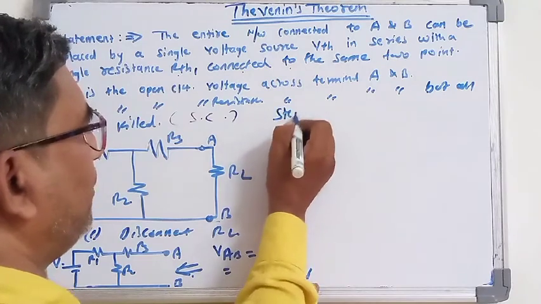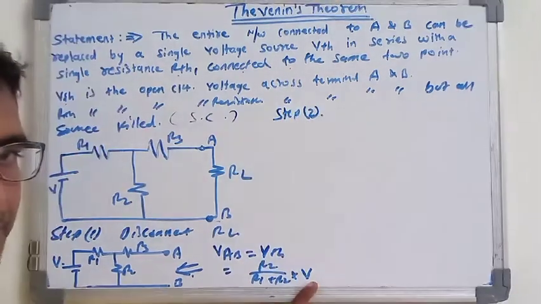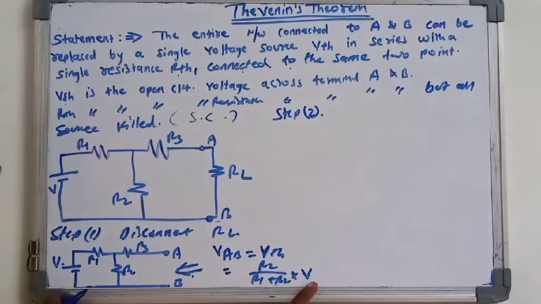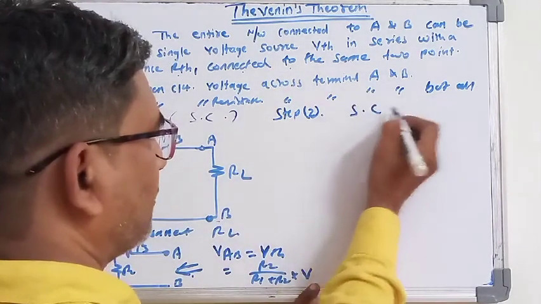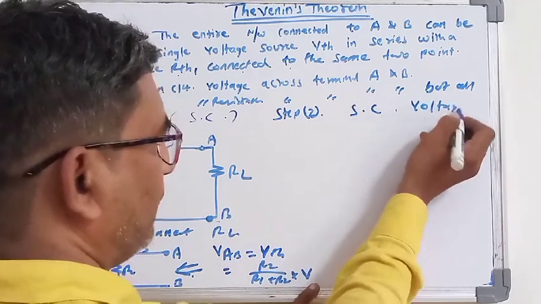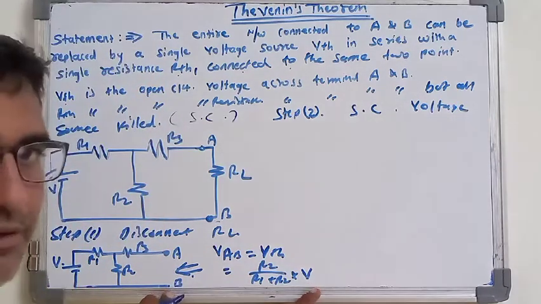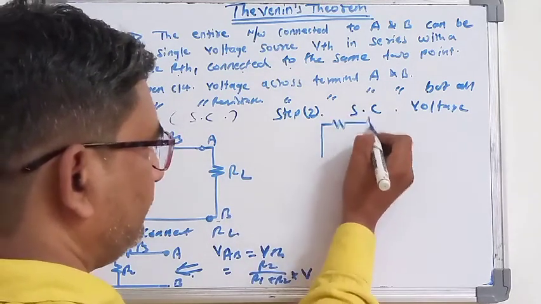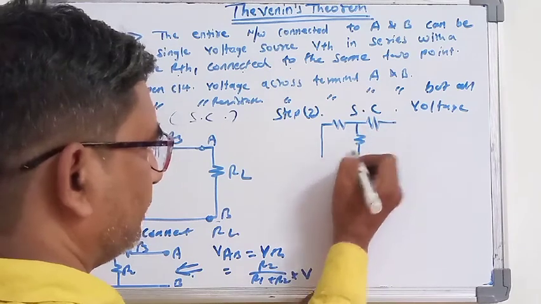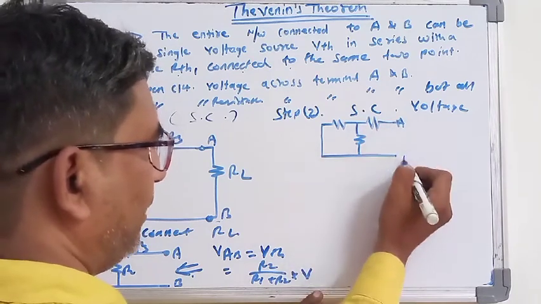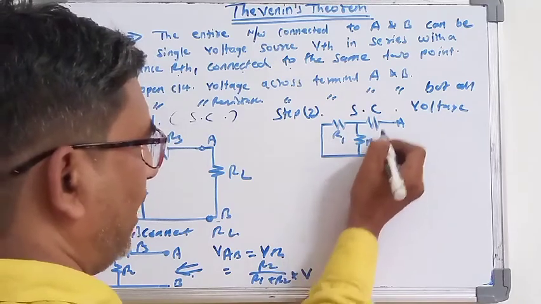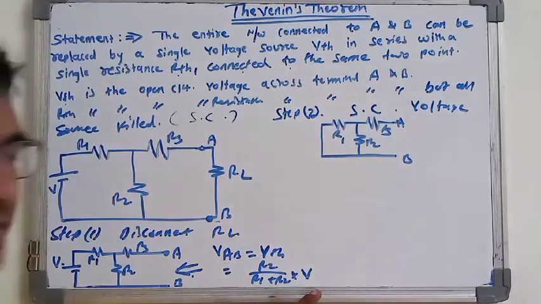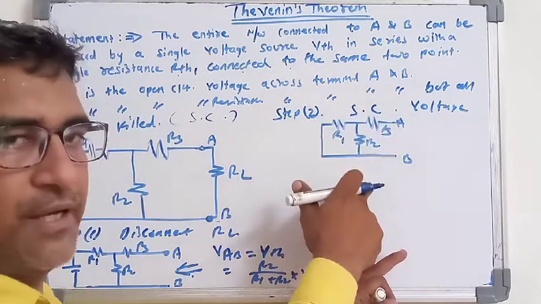Then step number two. What will be step number two? You have to short circuit the voltage source. After short circuiting the voltage source, and since we have already removed the load resistance, you get a diagram like this with the terminals A and B, R1, R2, R3. Now it is a resistive network.